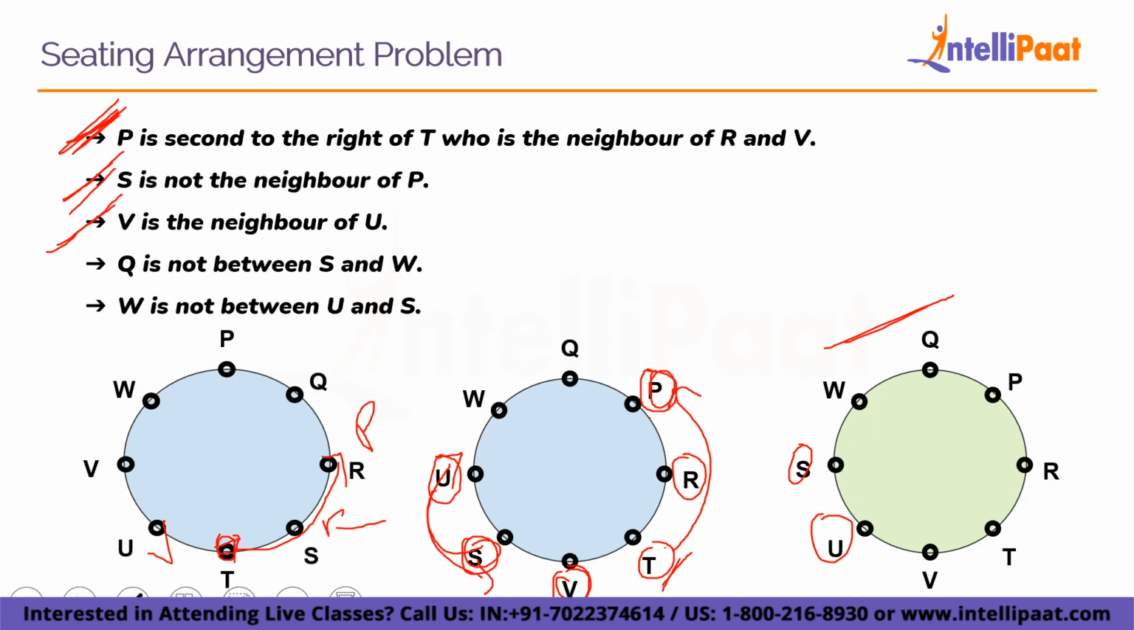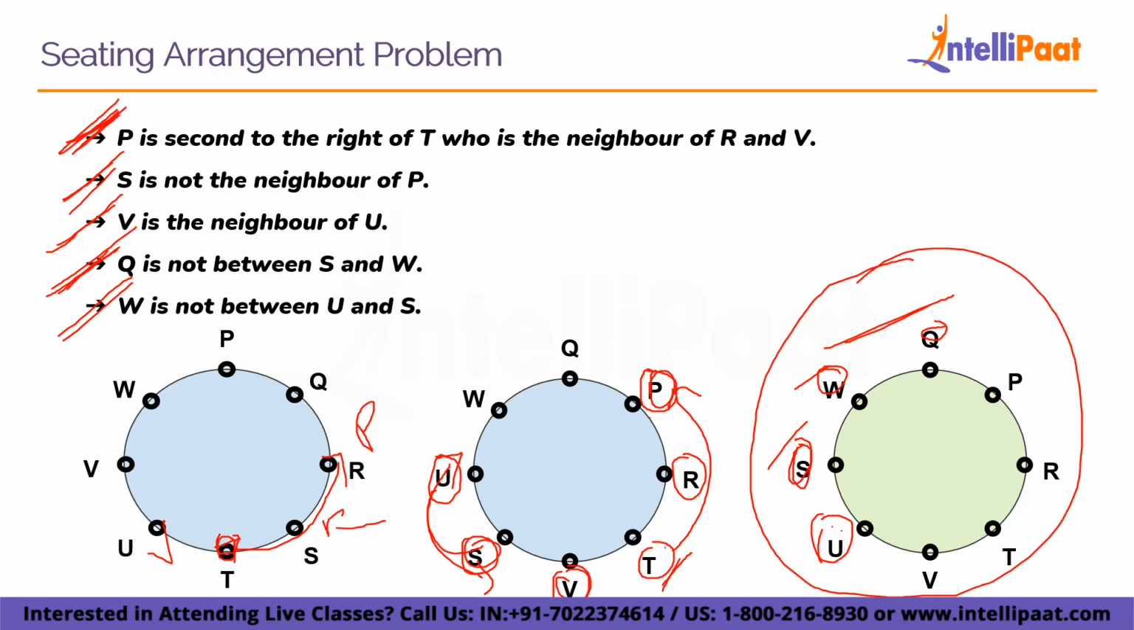And coming to the fourth information, which says Q is not between S and W. So Q is here and S and W. So this information is already true here. Q is not between S and W, right? And let's see the last information, which says W is not between U and S. W is here and U and S are here. So yes, it is not between U and S. So this is our final seating arrangement of these 8: P, Q, R, S, T, U, V, W, right?